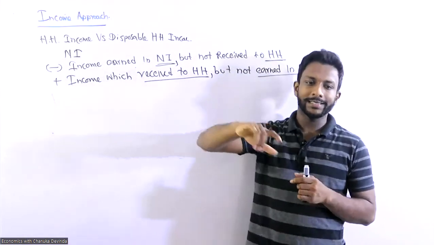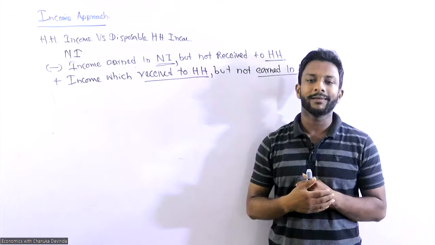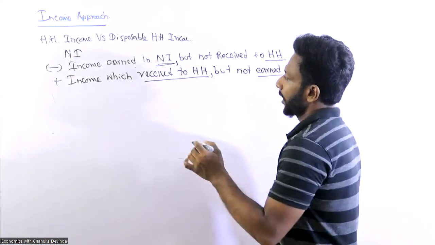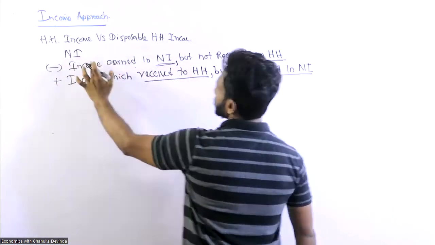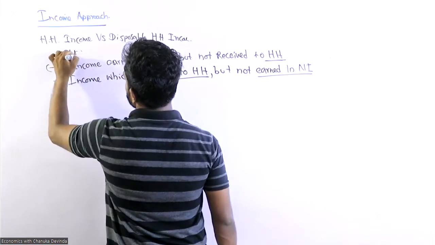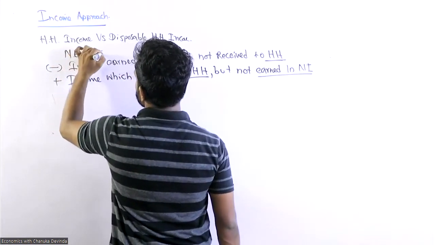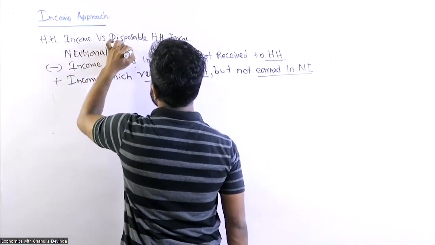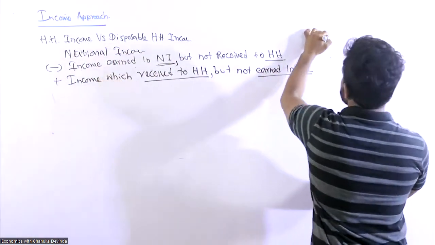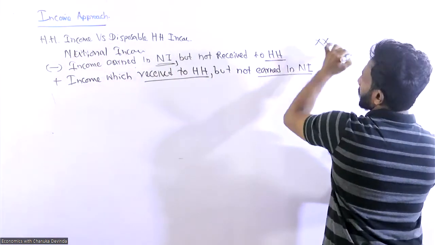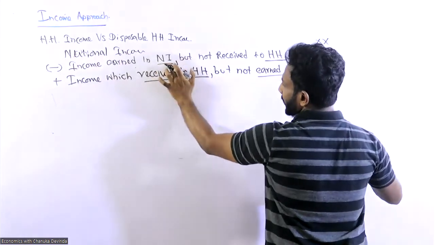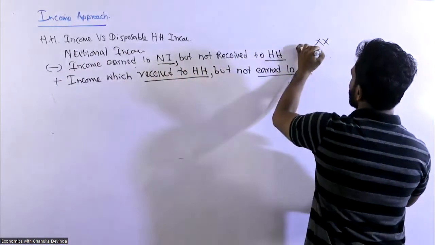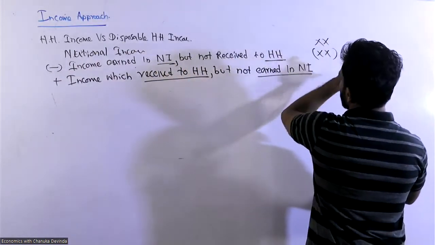All right, next, you can write this down. So if national income is this, and minus income earned in national income but not received by households, it should be deducted, right?